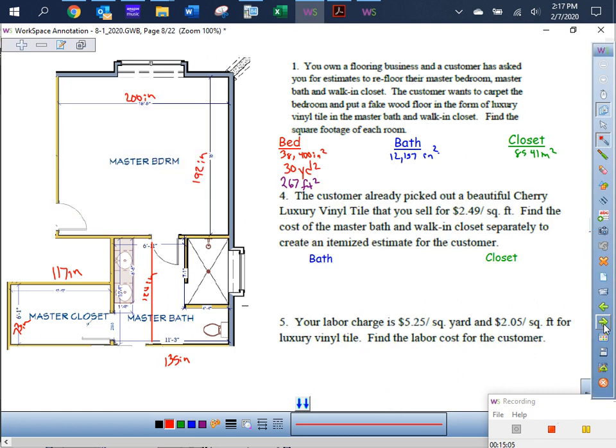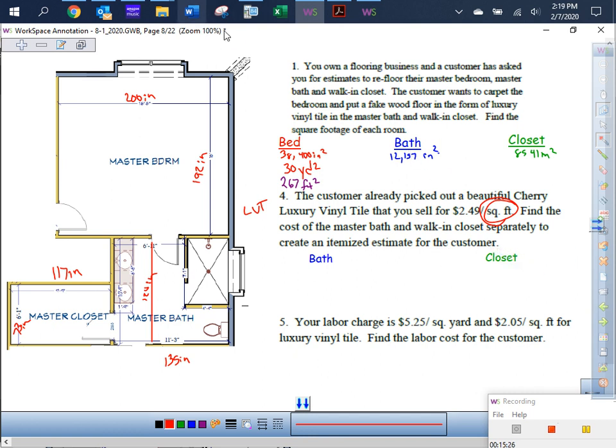Okie dokie. And let's do this. The customer already picked out a beautiful cherry LVT, luxury vinyl tile. We'll call it LVT from here on out. And we sell that for $249 a square foot. Find the cost of the master bath and walk-in closet separately to create an itemized estimate for the customer.